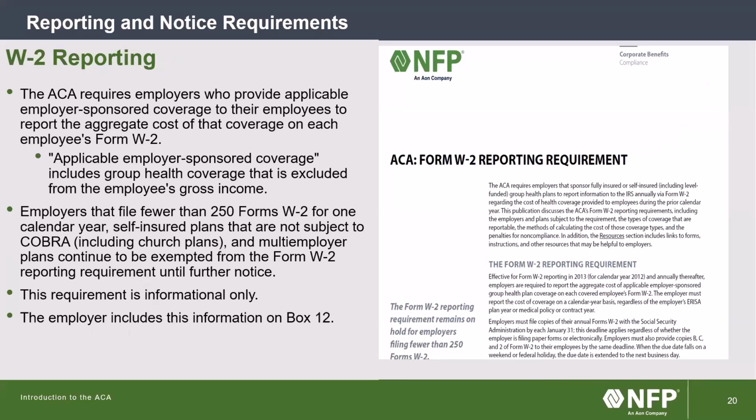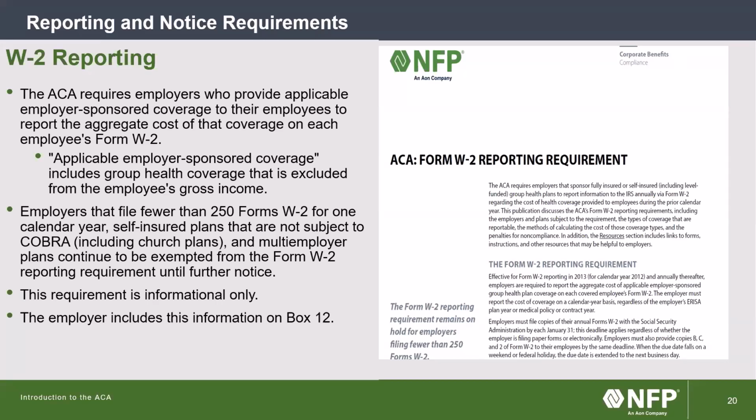Another reporting requirement that the ACA imposes is the W-2 reporting requirement. This requirement requires employers who provide applicable employer-sponsored coverage to their employees to report the aggregate cost of that coverage on each employee's Form W-2. When we say applicable employer-sponsored coverage, what we mean is group health coverage that is excluded from the employee's gross income. Now, employers that file fewer than 250 Forms W-2 for one calendar year, self-insured plans that are not subject to COBRA, and that includes church plans and multi-employer plans like union plans, continue to be exempted from this requirement, and they continue to be until that is changed.